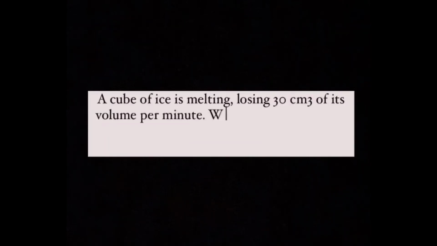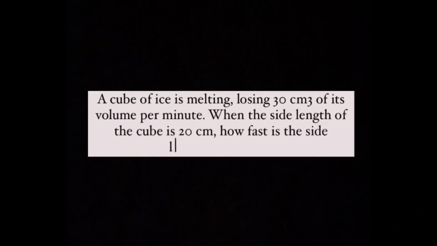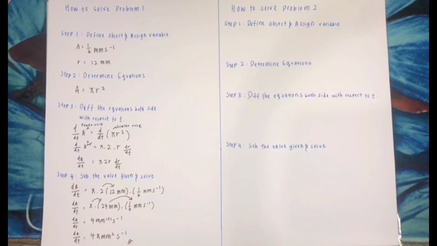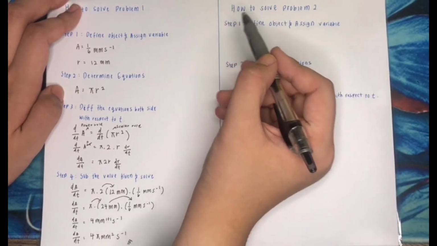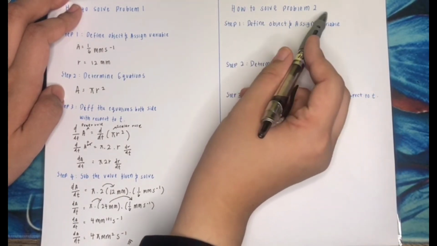Thank you. Problem 2. A cube of ice is melting, losing 30 cm^3 of its volume per minute. When the side length of the cube is 20 cm, how fast is the side length decreasing? How to solve problem 2?